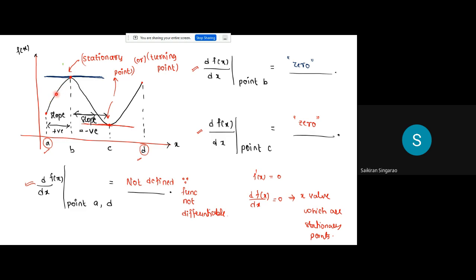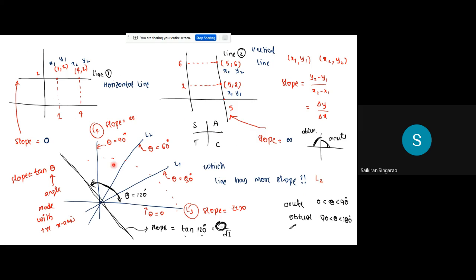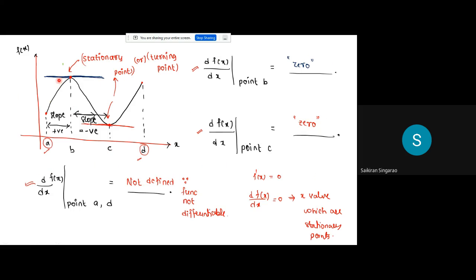Before this, what is the slope? In this range, what is the slope? Positive. Why positive? Because wherever you draw a tangent on this curve, it will definitely make an acute angle. Acute angle means less than 90 degrees, and tan of less than 90 degrees is positive. So it will make a positive slope. So positive slope to zero slope.